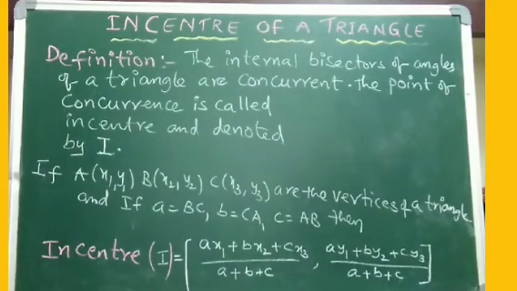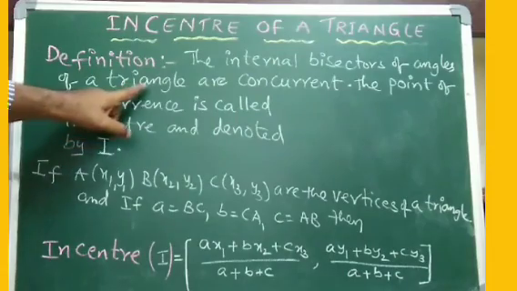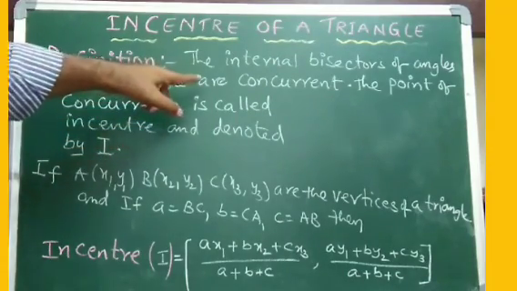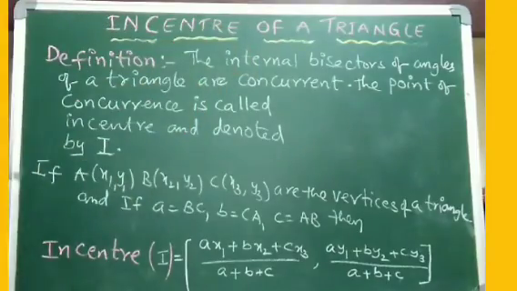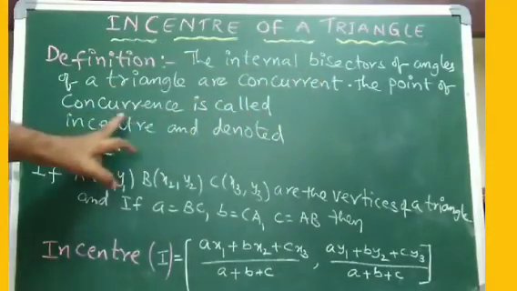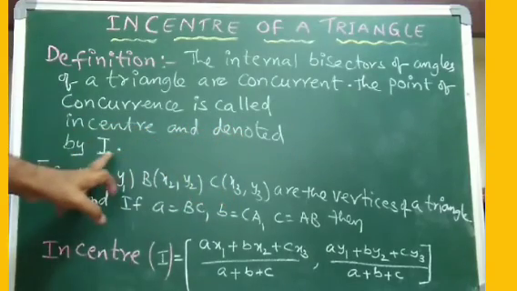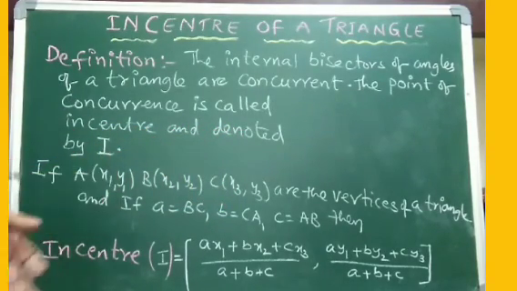So coming to the definition of the incenter of a triangle. Incenter of a triangle. First look at the definition. The internal bisectors of the angles of a triangle are concurrent, and the point of concurrence is called the incenter, and the incenter is denoted by capital I.